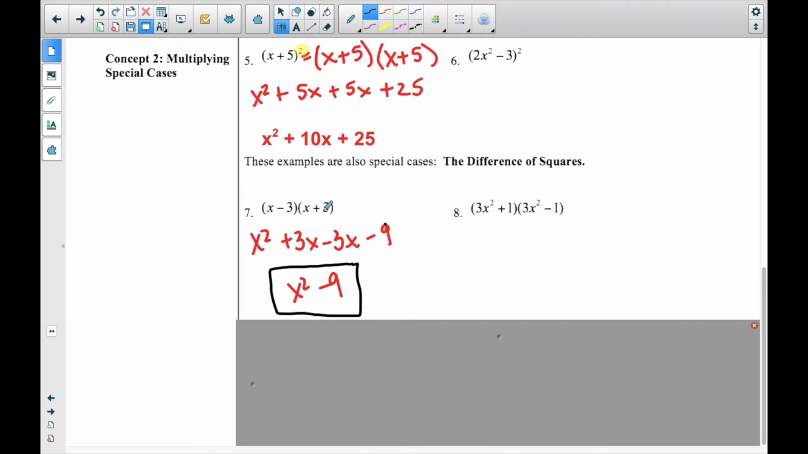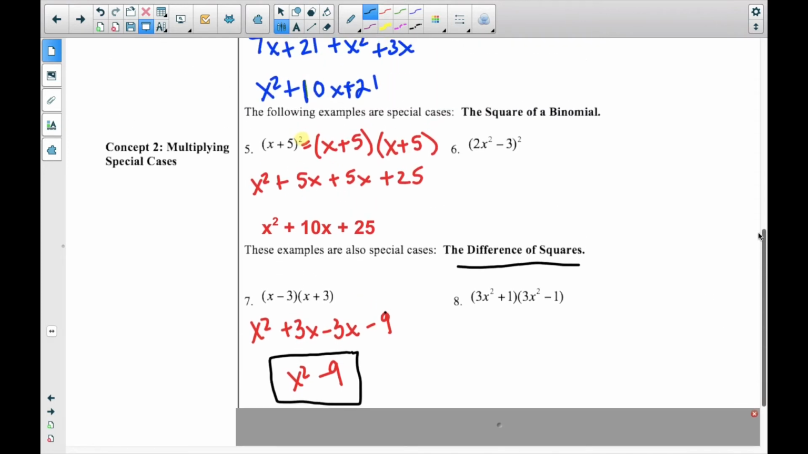That happens anytime you have a plus and a minus. That is a special case called the difference of squares. And the case up here is also a special case called the square of a binomial. Think about those phrases and what they mean. A binomial to the second power is the square of a binomial. Here, the difference of squares, we started out with a perfect square minus a perfect square. That means a difference. Minus means difference. So square minus square is called the difference of squares.